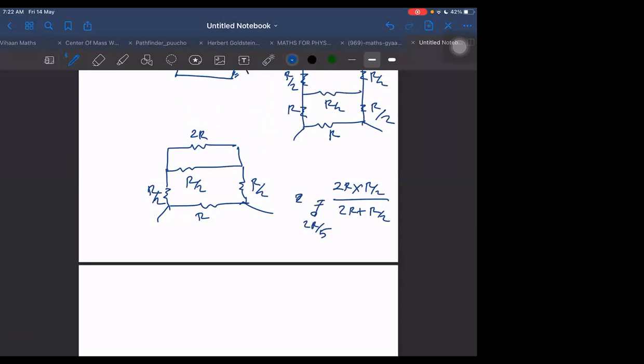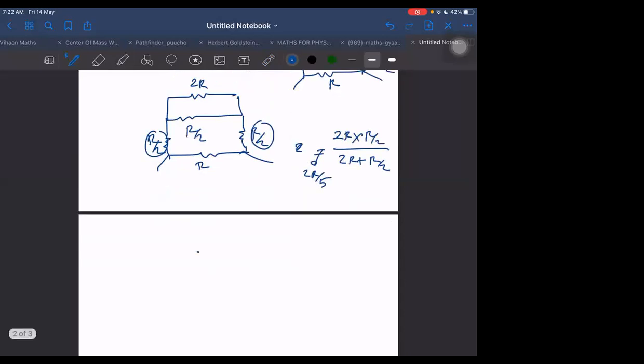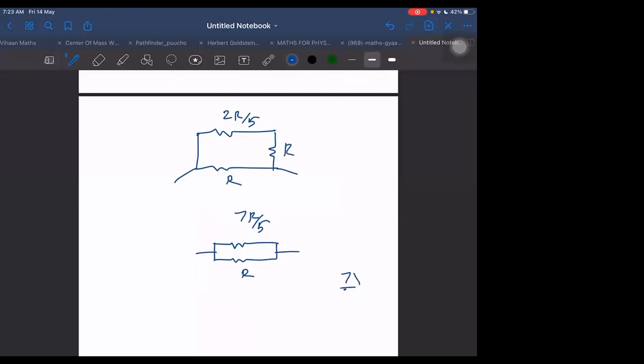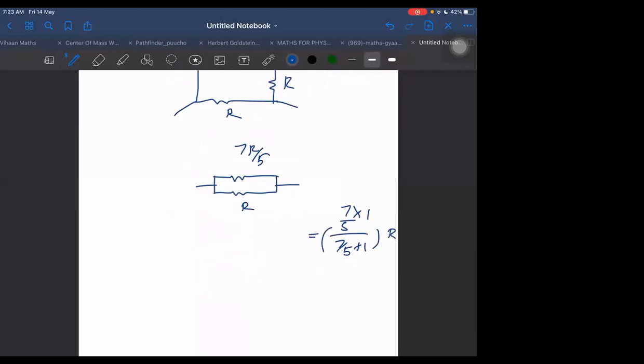And then this R by 2 and this R by 2 are in series. 2R by 5, I am connecting both in series, so it is plus R, and one more R remains here. So it becomes 7R by 5, and that is finally in parallel with R. So 7R by 5 into 1 upon 7 by 5 plus 1 into R. That is the final resistance, which is equal to 7R by 12. 7R by 12 is the right answer.